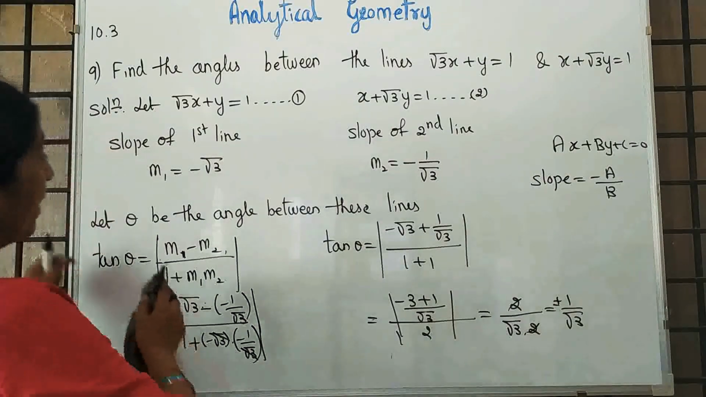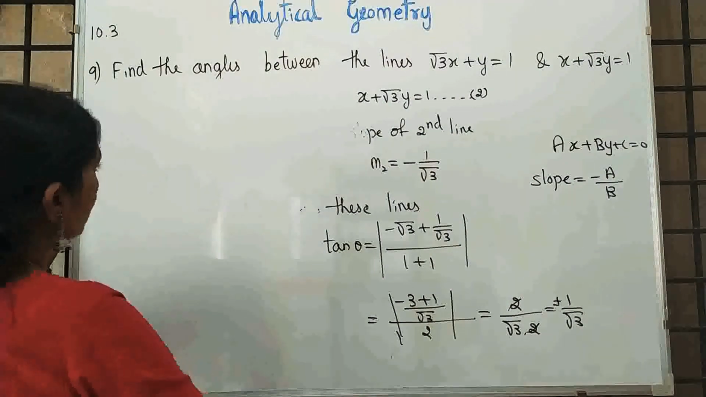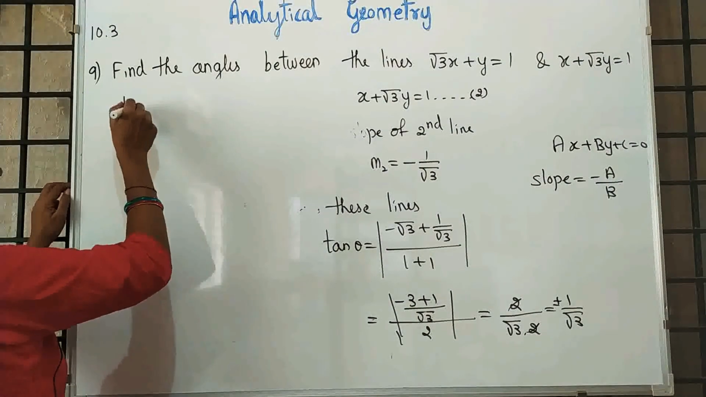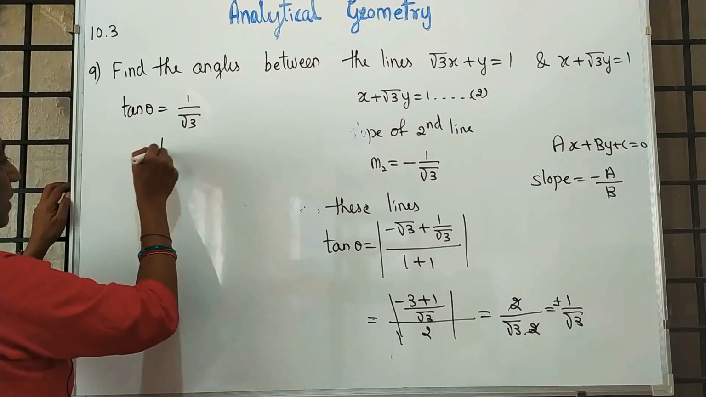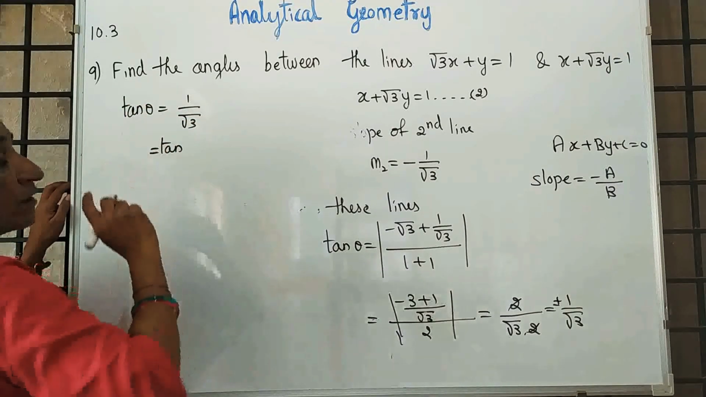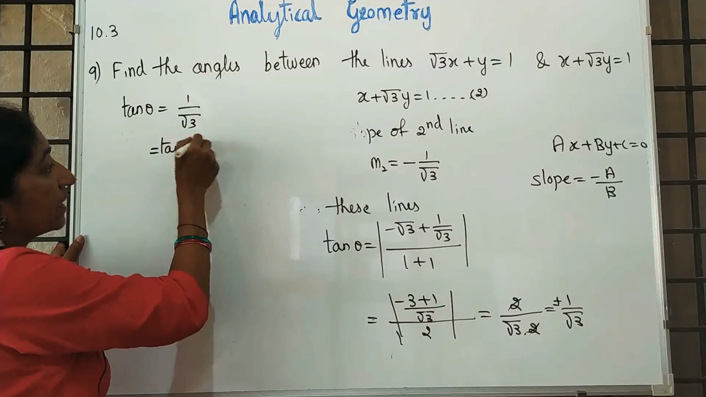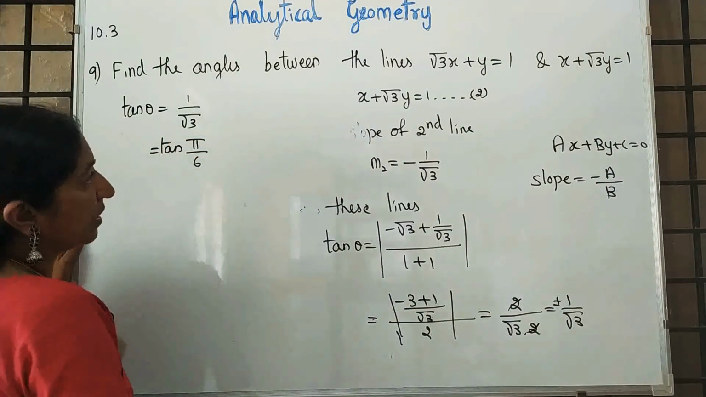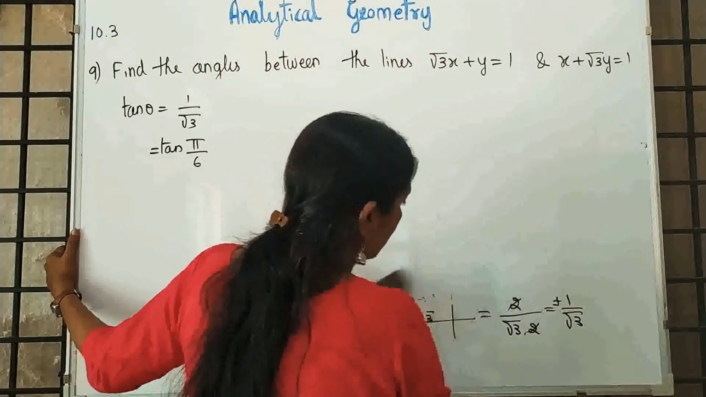If it is 1 by root 3, how will you write it? Tan theta is equal to 1 by root 3, that is nothing but tan 30 degree. Yes, have you remembered? Tan is sin by cos. It is tan 30 degree. 30 degree means pi by 6. And one more comes in the second quadrant. Second quadrant means it is negative.